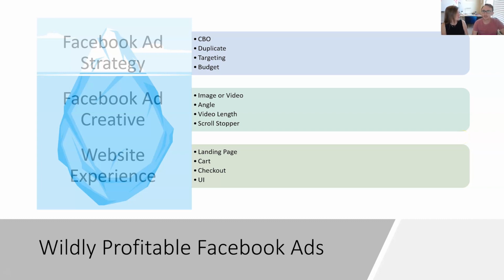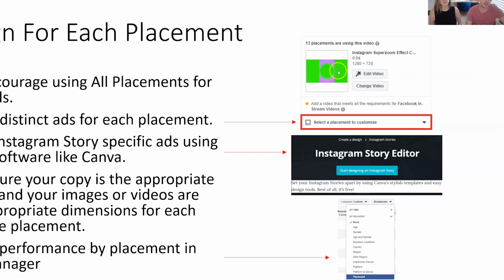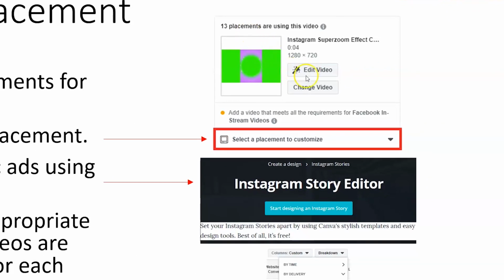Yeah, and that second one is exactly what we're talking about right now, the Facebook ad creatives. As we like to say, we like to go with all placements for our ads. So your ad's going to be shown in all placements to some degree. So auto placement? Yeah. So we want to create distinct ads for each one of those placements. And you can do that really easy when you're creating your ad as you look on the right here. If you add a video or an image, you can select a placement to customize.